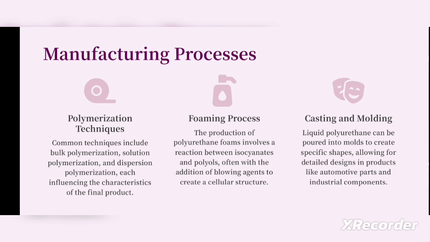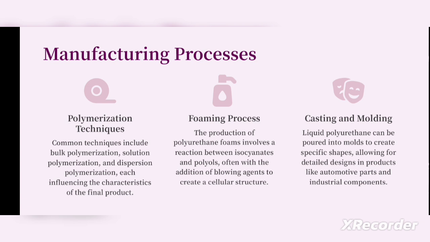Manufacturing processes. Polymerization techniques. Common techniques include bulk polymerization, solution polymerization, and dispersion polymerization, each influencing the characteristics of the final product. Foaming process. The production of polyurethane foams involves a reaction between isocyanates and polyols, often with the addition of blowing agents to create a cellular structure.